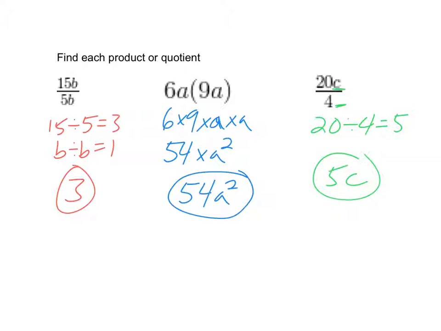So for the first one, I divide the numbers. 15 divided by 5 is 3. I divide the b's. B divided by b is 1. Multiply those together at the end, and I get 3 for an answer.